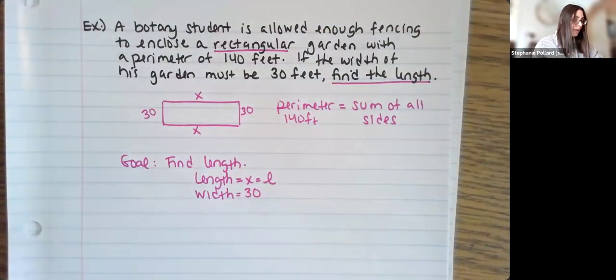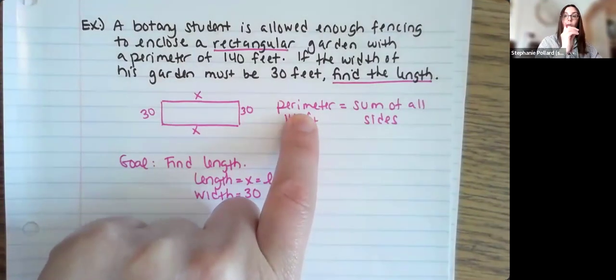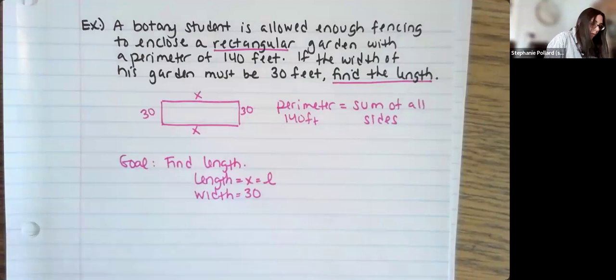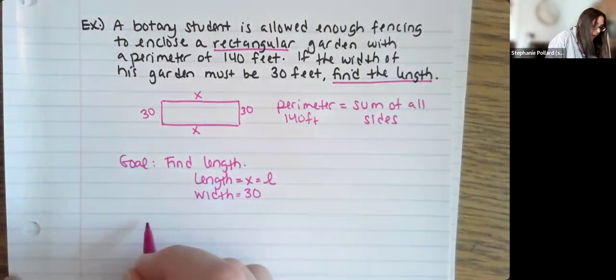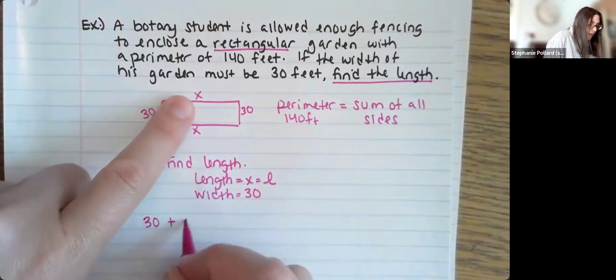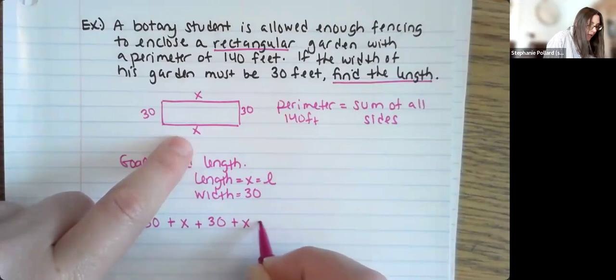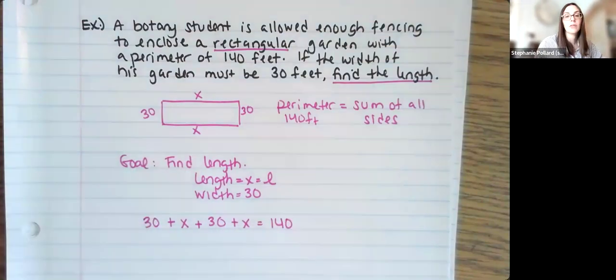So again, how do I figure out this formula? Well, it's the idea of perimeter. So I'm going to add up all the sides. So I would add up a 30. I'm going to just stick with X in my picture and X, another 30, and another X. And the total of that has to be 140.